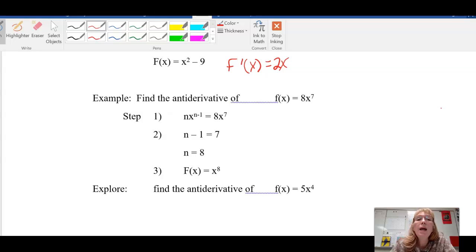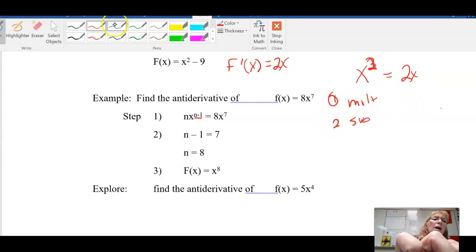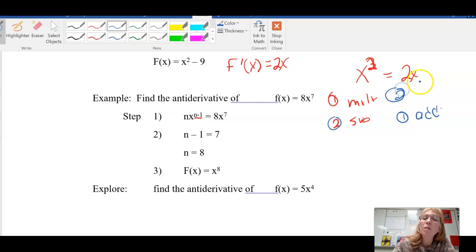Okay, to find the antiderivative, what you do is you take the exponent. So before, to find the derivative, let's just go through this. We have x squared, we multiplied and we subtracted. So you multiplied first, and then you subtracted. An antiderivative is completely backwards. So this is first, this is second. With an antiderivative, the first thing you do is you add, the opposite of subtracting. Then the second thing you do is the opposite of multiplication, which is division.